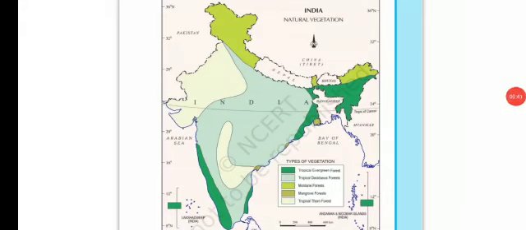This is the picture of the map which is given in your NCERT book. You can see with the darkest green color in the western coastal plain and the northeast region, Assam, Mizoram, Tripura, Manipur, Andaman Nicobar. These are the areas which have tropical evergreen forest. Then tropical deciduous forest. A major portion of India comes under tropical deciduous forest. It is in grayish color.